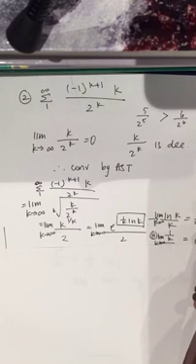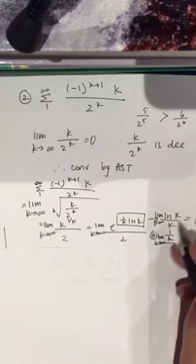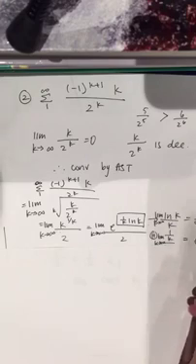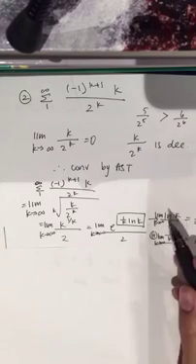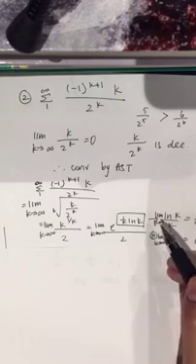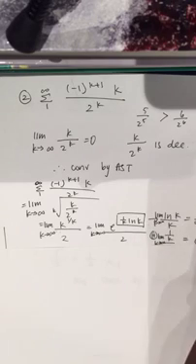L'Hopital's rule basically says that if you have the limit where n goes to infinity and the numerator and denominator both equal 0 or infinity when you plug in infinity, then you can take the derivative of the top and the derivative of the bottom separately and then take the limit from there.